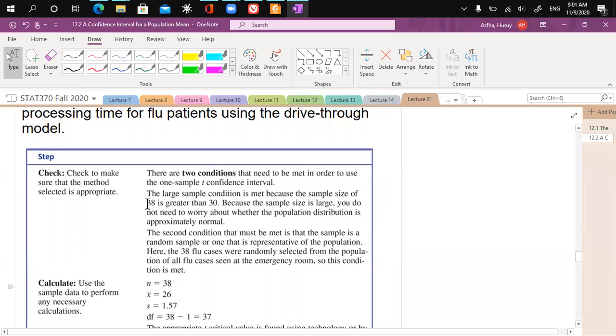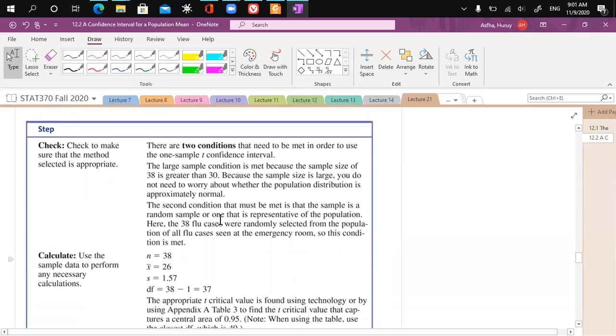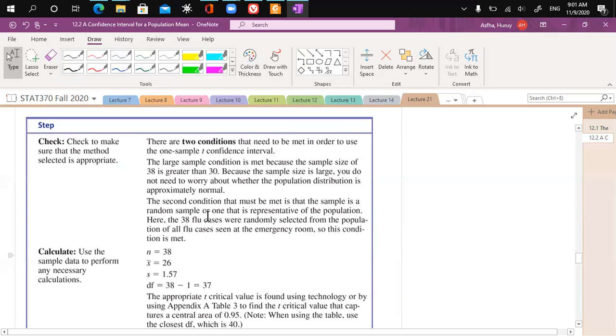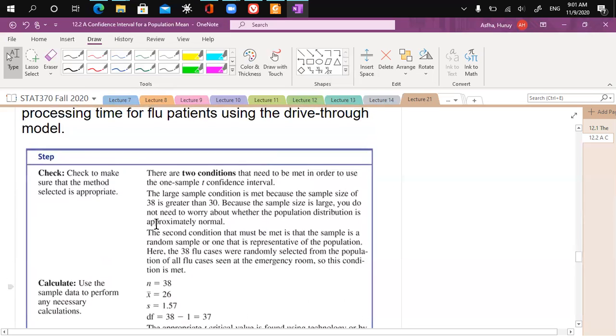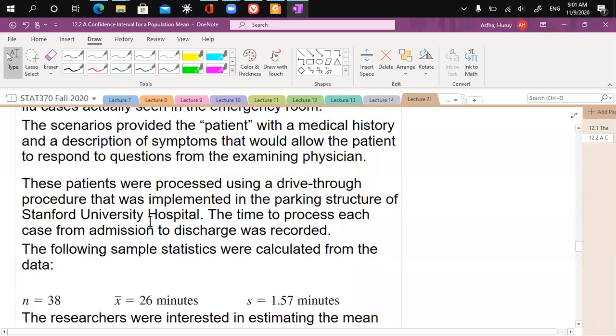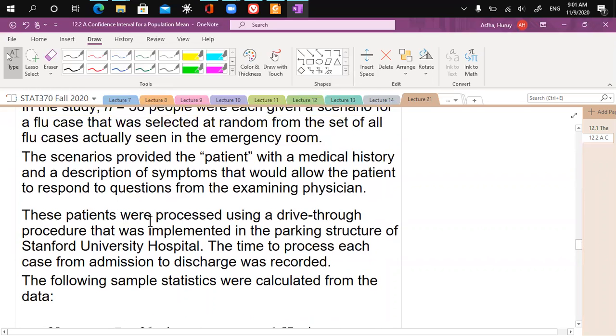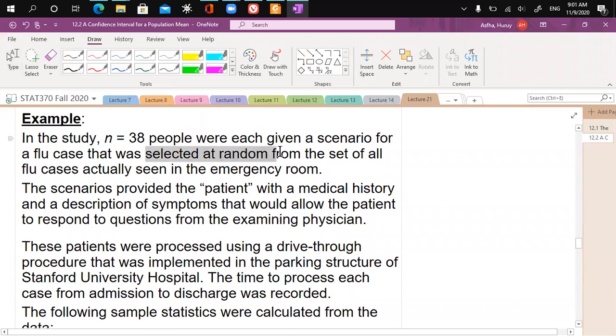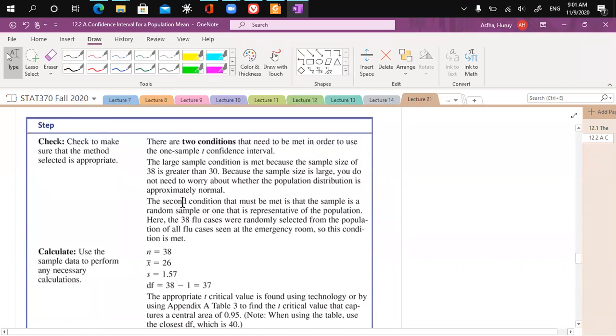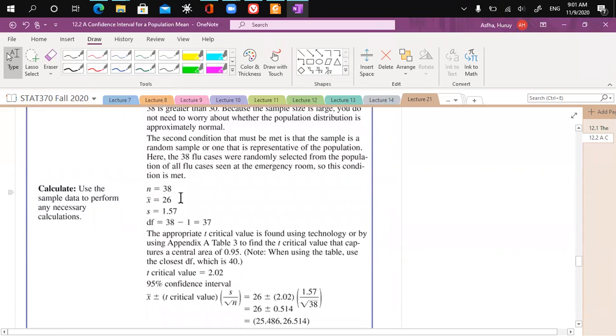So since the sample is large, we don't need to worry about whether the population distribution is approximately normal or not. And the second condition is the sample has to be random. And here the 38 flu cases were randomly selected from the population of all flu cases seen at the emergency room. Does it tell here? Yeah, it's here. Selected at random. So since we have this, both conditions are met. So we jump to the calculation.